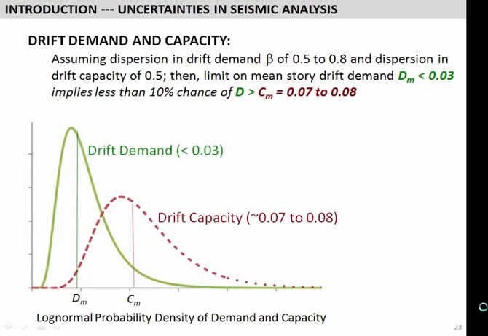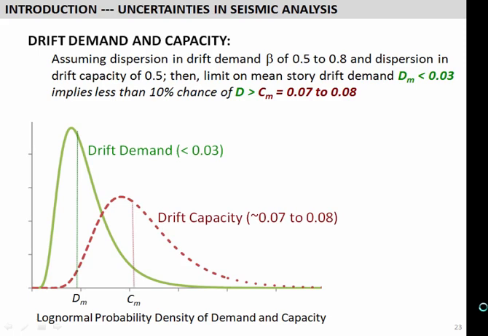Now thinking of the drifts, taking that example a little bit further, if we believe there's a drift capacity that we could define, and there's some dispersion in what that capacity is, then you could again look at this 3% limit on our mean drift, and when you factor in the dispersion both on the capacity and the demand, that's essentially saying, well, if you have a mean capacity of 7 or 8% drift limit, that by checking the 3%, you have a less than 10% chance of exceeding that.